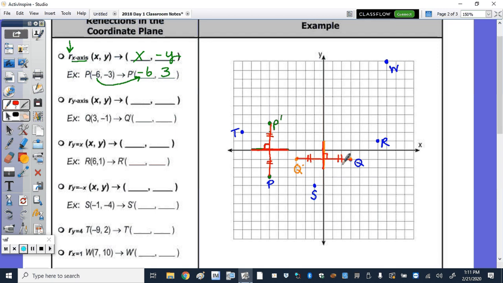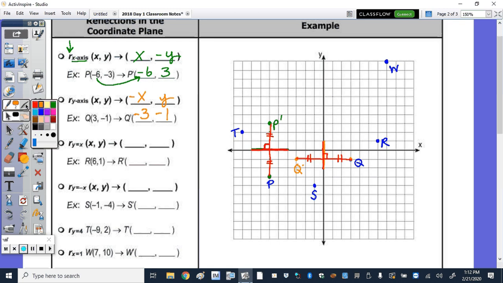So let's go back and write the coordinates of Q prime. So from Q to Q prime, we went right, left. We didn't go up or down. That stayed the same. So the y value stayed. So (x, y) becomes, again, y stays the same, and then this time, the x is negated. So instead of being a positive 3, it moves to the left, which is a negative 3. So the rule becomes (negative x, y).